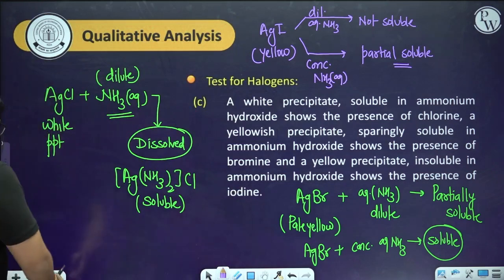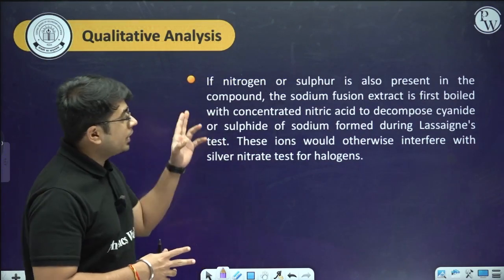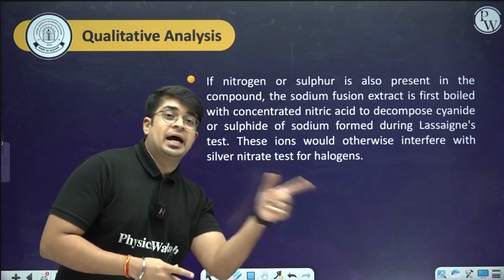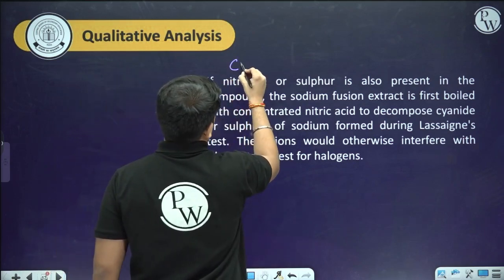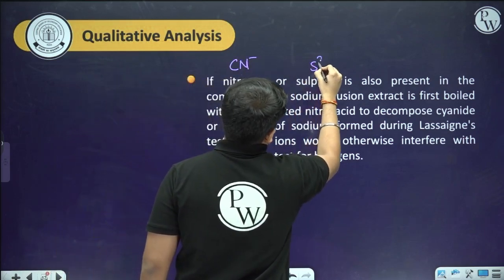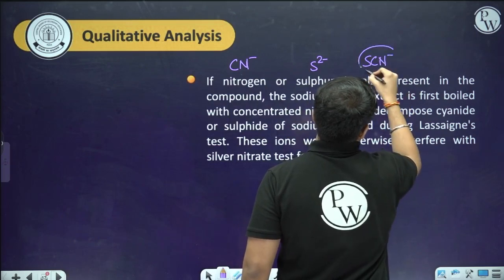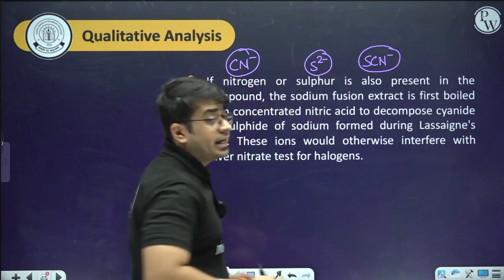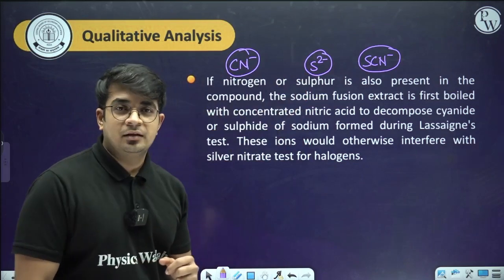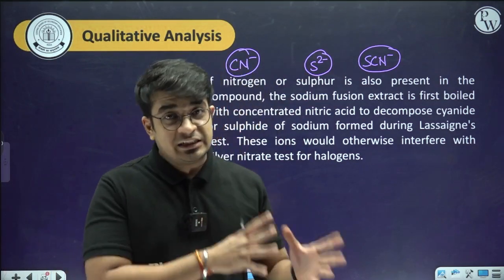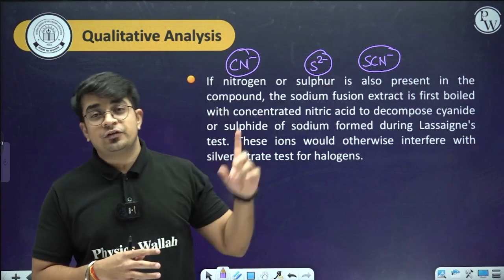Now, the next part corresponds to nitrogen and sulfur. If both nitrogen and sulfur are also present along with the halogen, definitely they are going to interfere with the reaction. If nitrogen is present, it's going to form CN negative. If sulfur is present, it's going to form S2 negative. And when both combine, there might be a chance that we have SCN negative. These ions have a tendency to react with Ag positive, which we are using in the initial phase, and form a white color PPT. So you are going to be confused whether the PPT is of AgX, AgCN, Ag2S or AgSCN. So first of all, we have to remove this entire part.